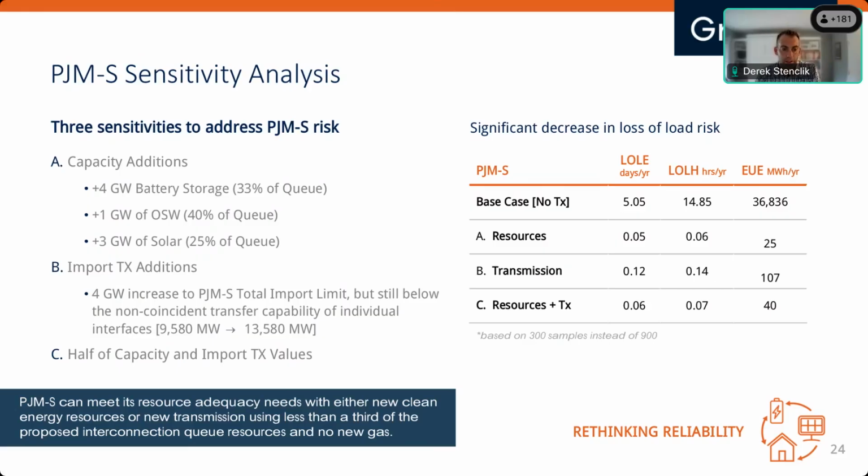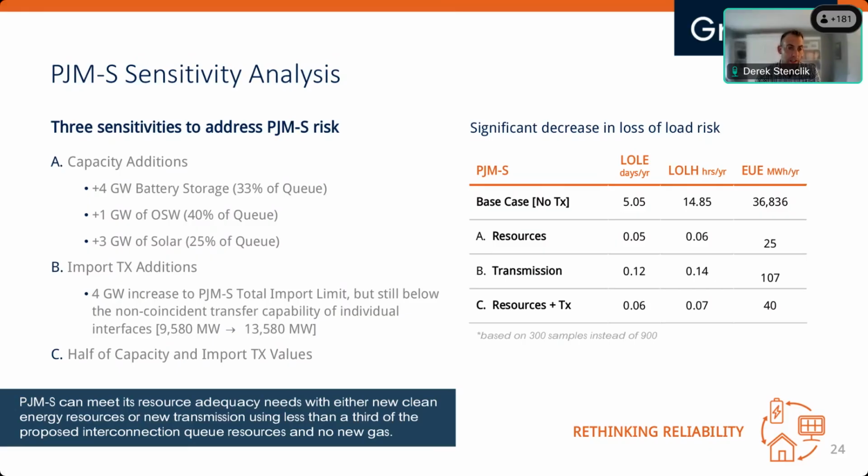But also there's an option for additional transmission, or a combination of the two. Obviously with transmission, we're dealing with longer lead times for new transmission, but the big thing here is we're adjusting the total import capability, which doesn't necessarily always need to be new transmission lines. There are other levers you can use to increase the transfer capability that are not just adding new transmission, and a combination of the two.